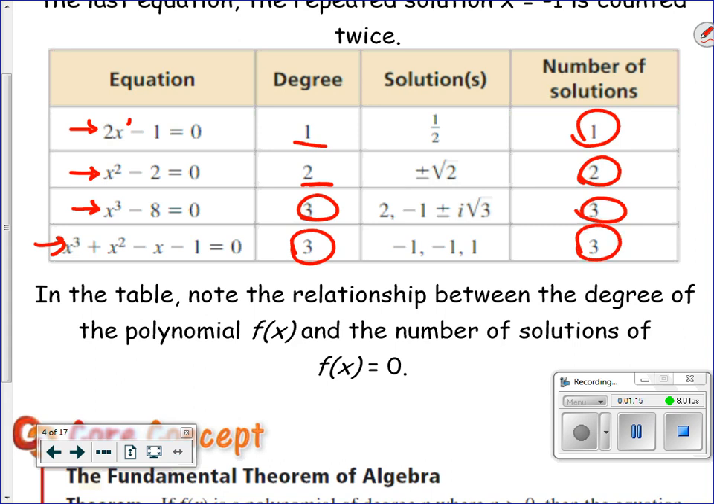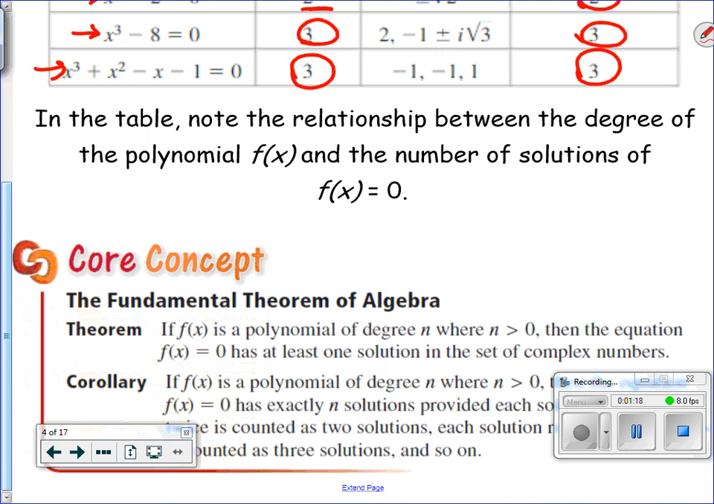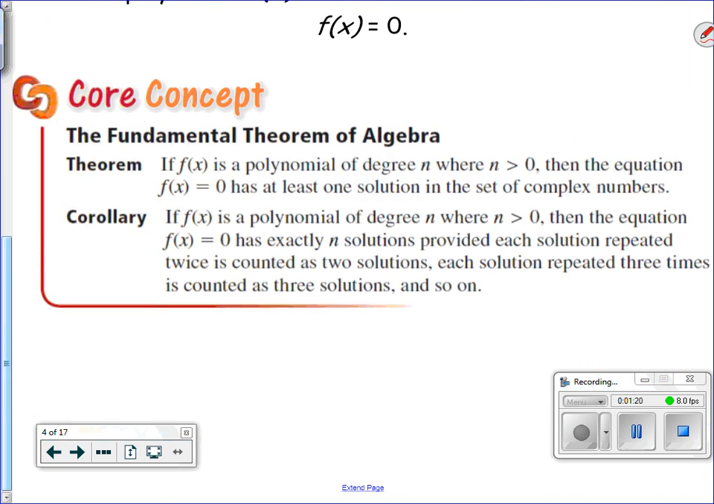So basically, the fundamental theorem of algebra says that for a polynomial of degree n, as long as n is bigger than 0, the equation f of x equals 0 has at least one solution in the set of complex numbers. The corollary to that says that it has exactly n solutions, provided each repeated solution is counted as 2 solutions. So for instance, if you had -1, -1, -1, -1, that's technically 4 solutions, so that'd be a quartic.